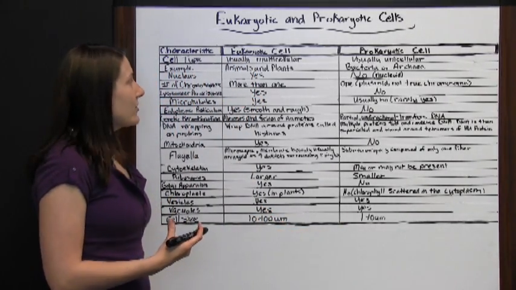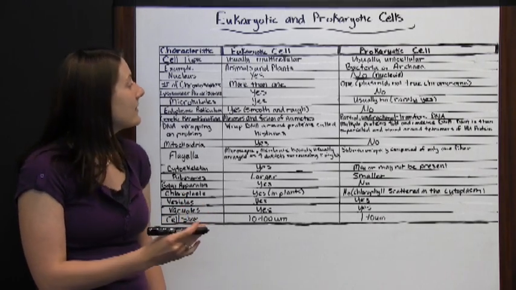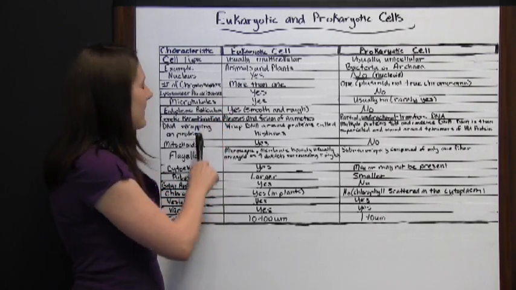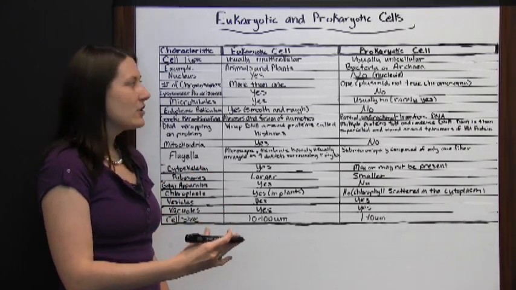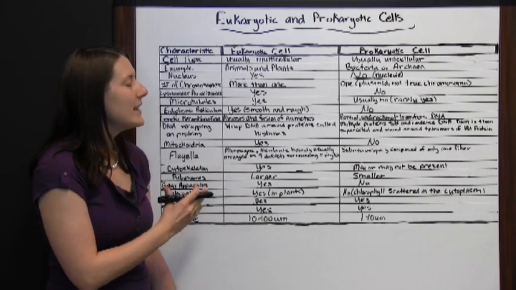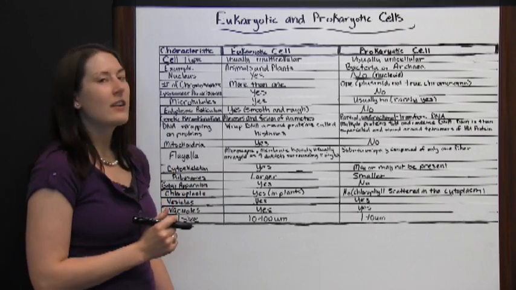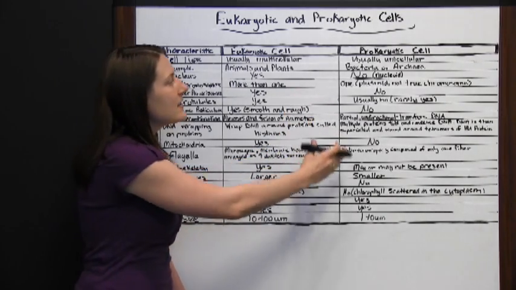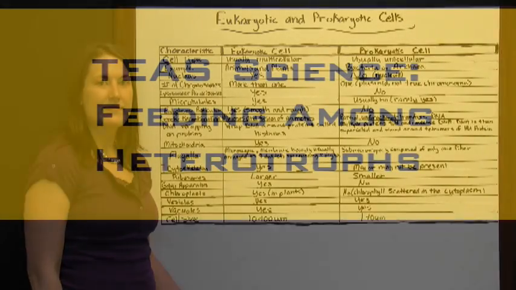There's a lot of information here, and there's a lot to remember about prokaryotic and eukaryotic cells, but as you learn about each one of these things individually, it will be easier to remember which one goes with which, and you can always refer back to this chart to keep track of what is in a eukaryotic cell, what characteristics the eukaryotic cell has, and what all is inside of a prokaryotic cell and what characteristics it has.